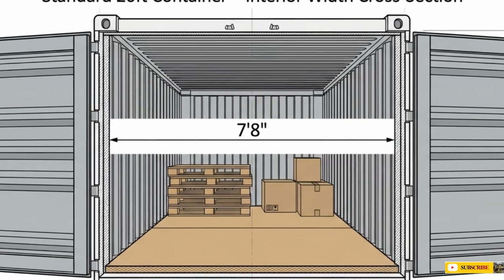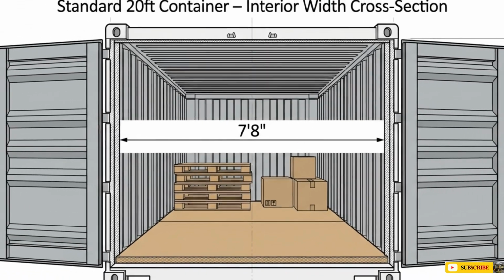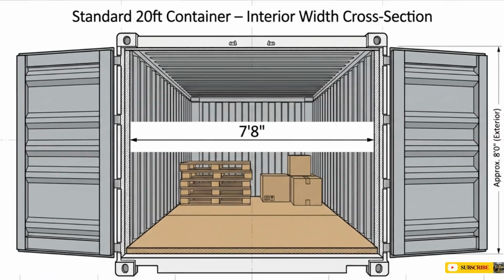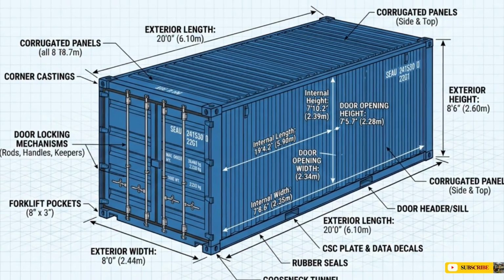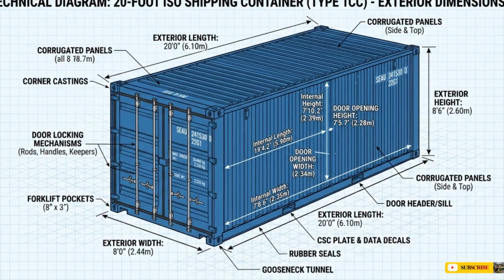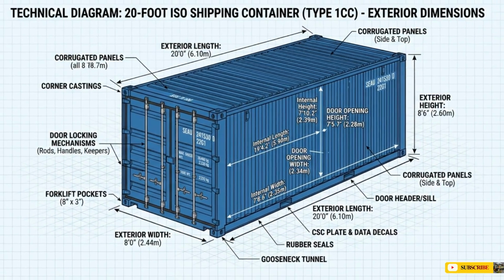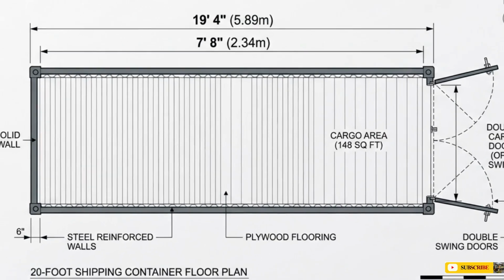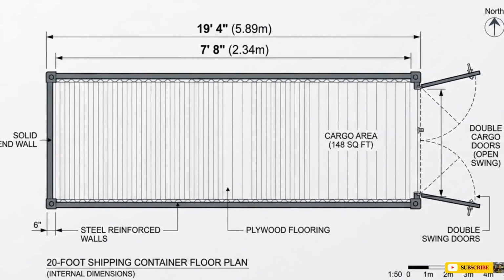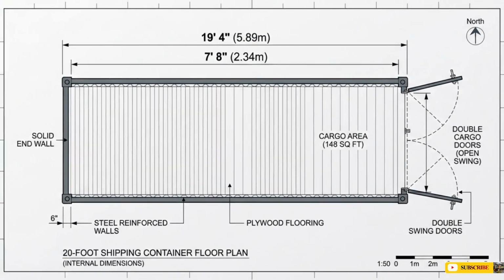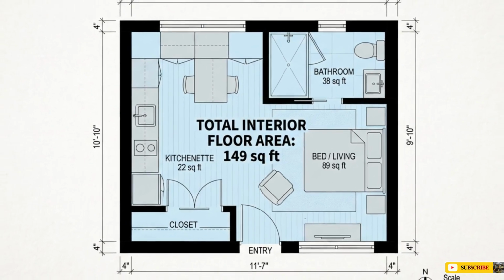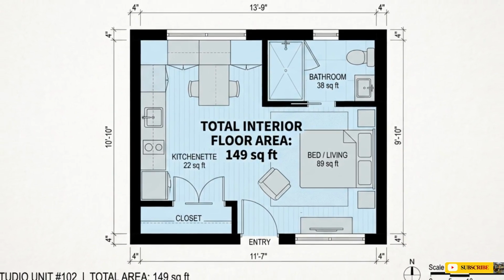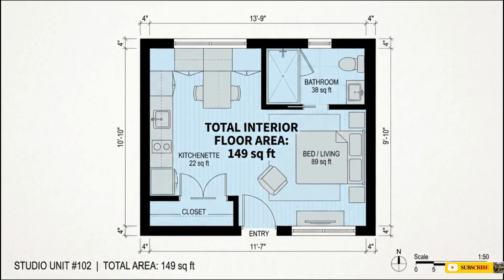A standard 20-foot shipping container has an interior width of 7 feet 8 inches, an interior length of 19 feet 4 inches, a total interior floor area of approximately 149 square feet. Now add the most common interior insulation method. Closed-cell spray foam applied directly to the steel walls, followed by a 2x4-inch timber stud wall on the interior face to carry the plasterboard lining.